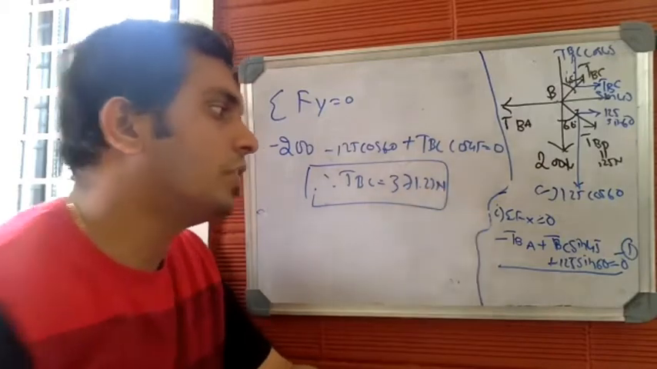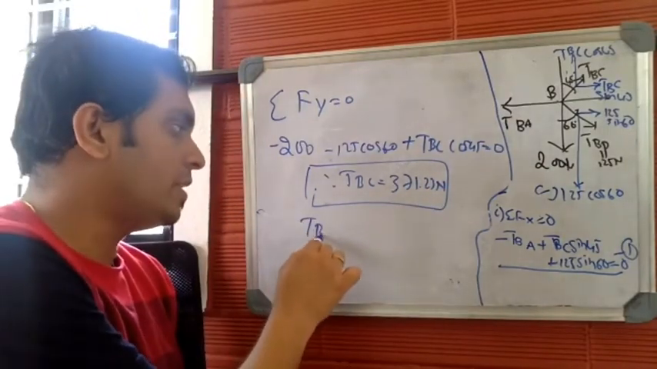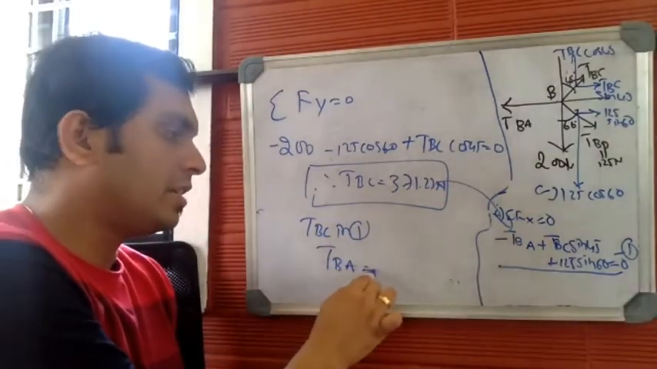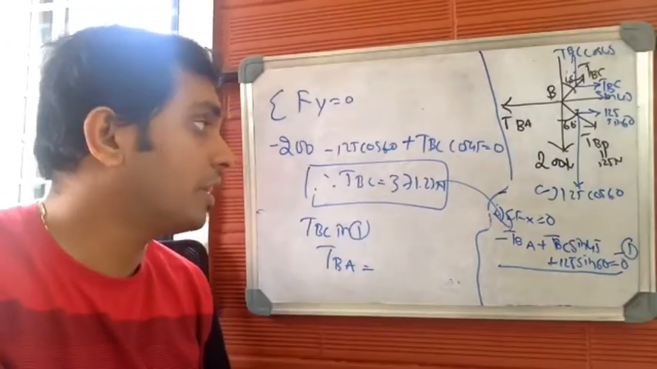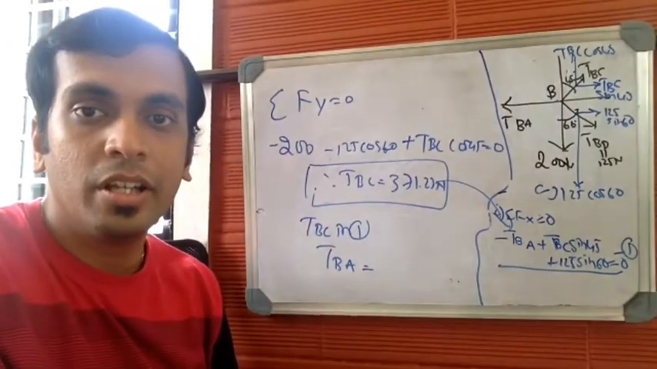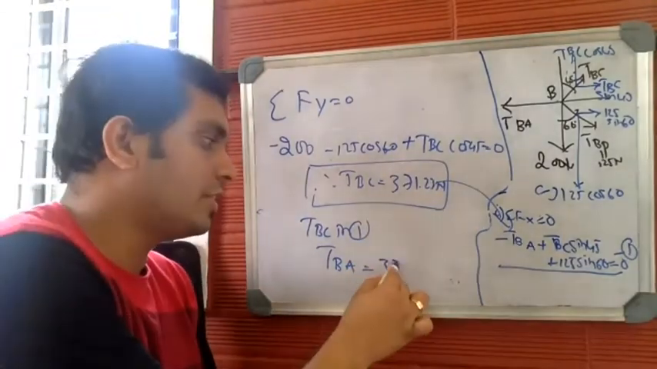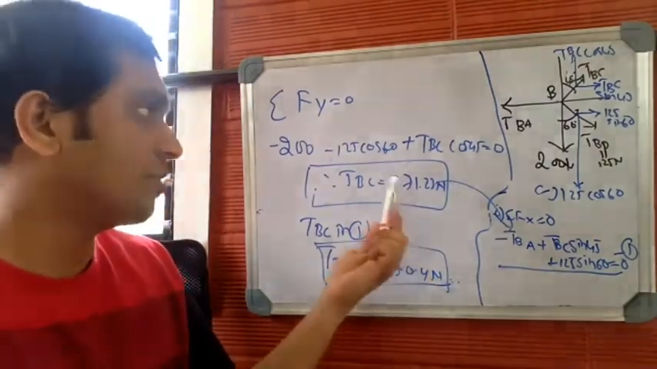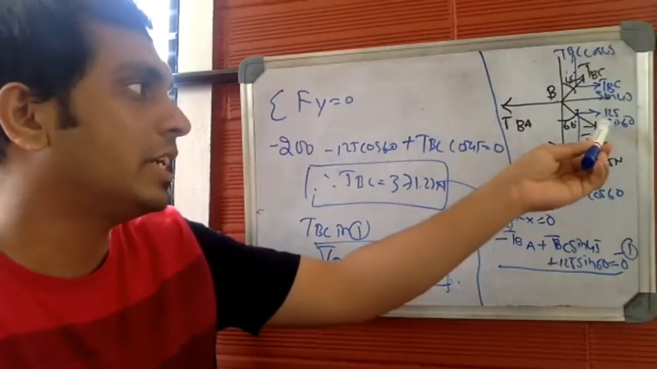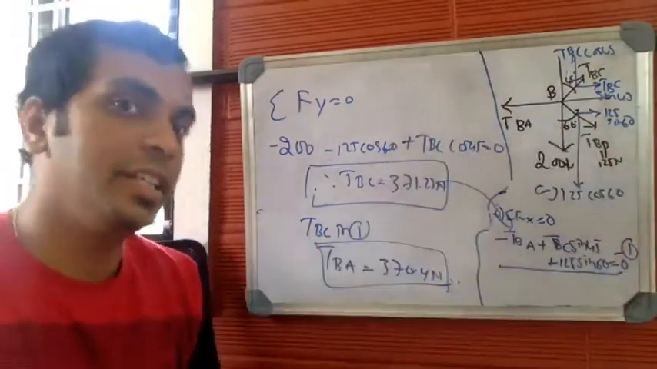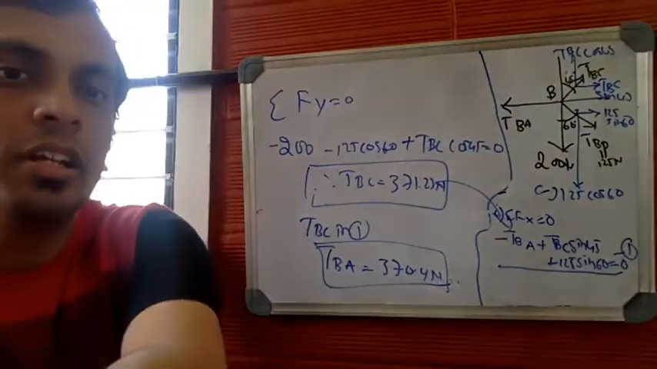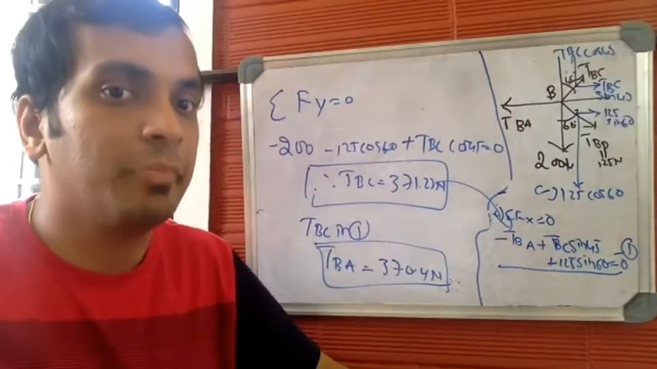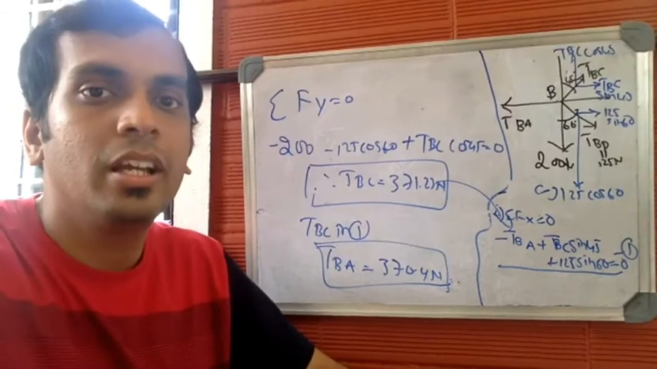371.23. Once you get the value of TBC, substitute it in equation 1 to get the value of TBA. If you substitute the value of TBC as 371 in equation 1, you'll get the value of TBA as 370.4. So by this we got all the tensions. We got TBC, we got TBA, we got TBD or TDB, and finally TDE in the previous step. So we found the tension which runs through all the cable segments here. So these are the steps to be followed.